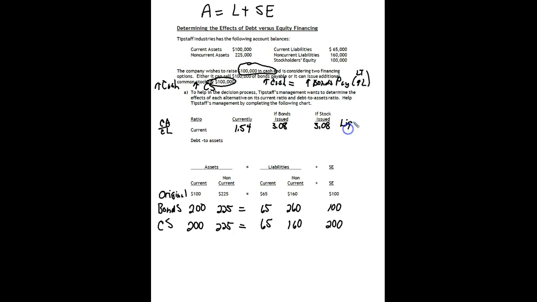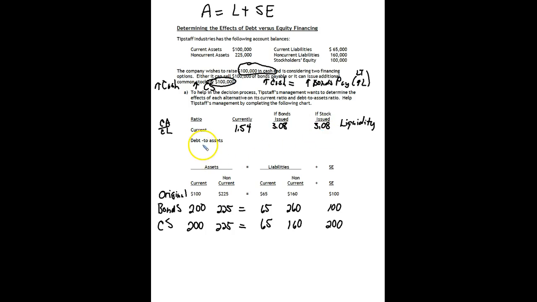So recall, we are measuring liquidity there. How quickly can the current liabilities be paid off? So here, we have $1.54 of current assets for every dollar of current liabilities. Here we roughly have $3.08 for every dollar of current liabilities. So we have 3 times as many current assets as current liabilities. We're very liquid in these last 2 scenarios. We have lots of current assets to pay off the current liabilities.